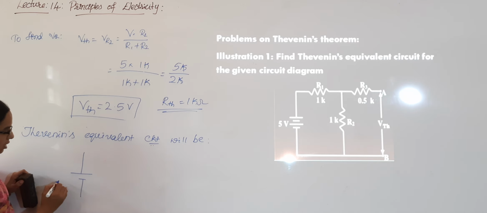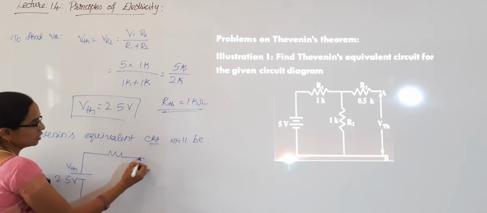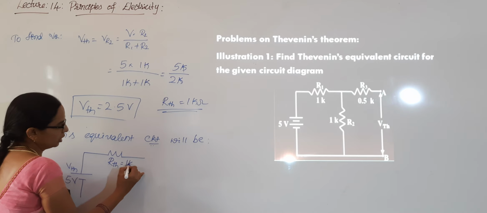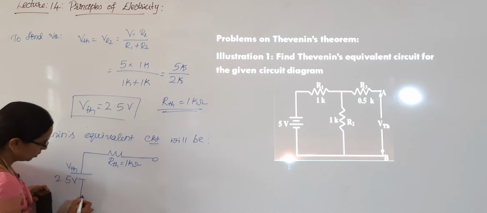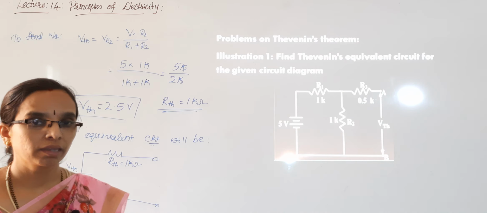one single voltage source, that is VTH of 2.5 volt, and the series resistance, that is RTH, that is equal to 1 kilo ohm. This will become the Thevenin's equivalent circuit.